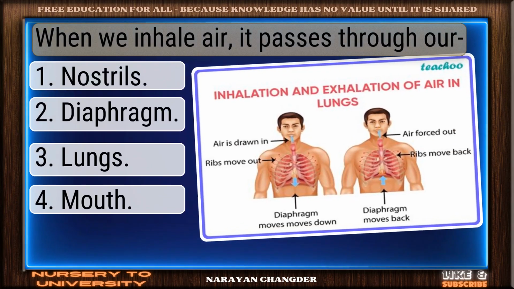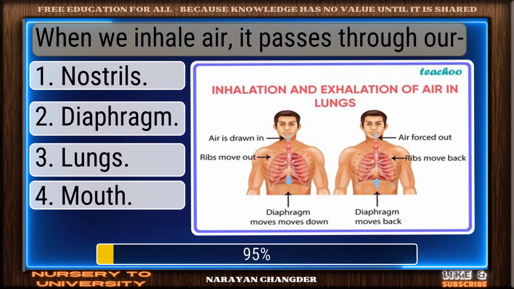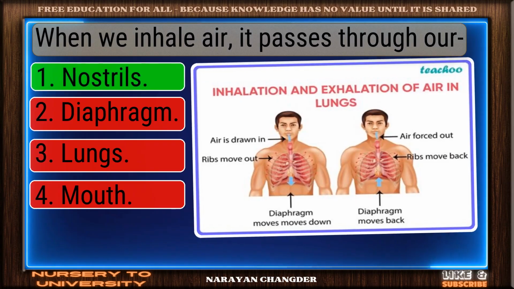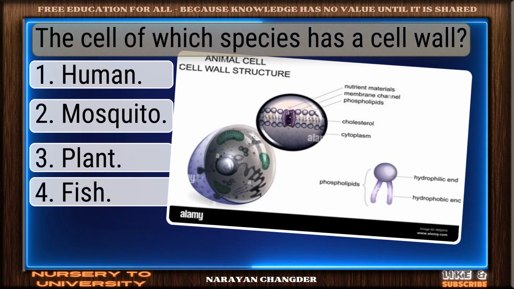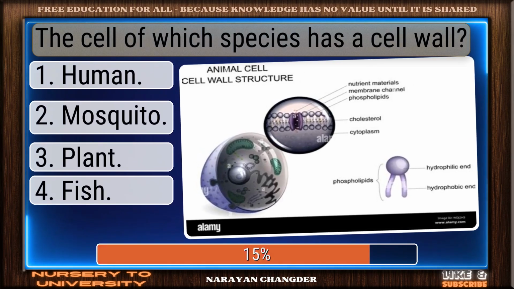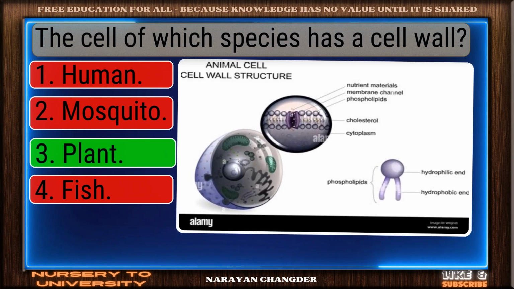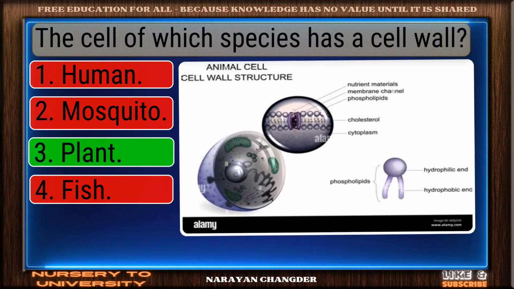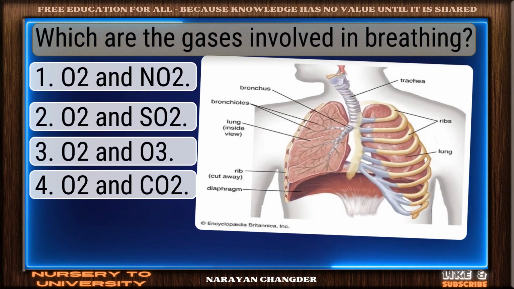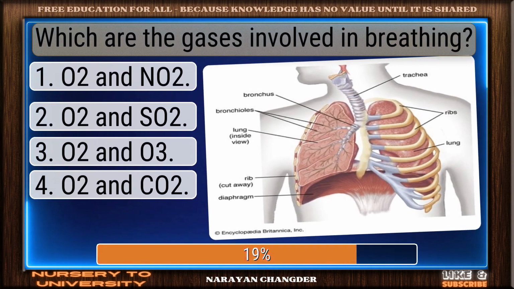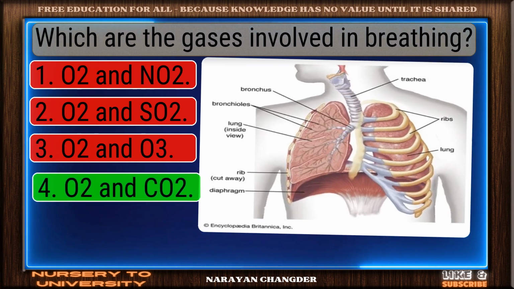Question number 88. When we inhale air, it passes through our. Smart move. Nostrils is an accurate answer. Question number 89. The cell of which species has a cell wall? Clear logic. Your choice plant is sound and 100% true. Question number 90. Which are the gases involved in breathing? Perfect. O2 and CO2 is the correct choice.